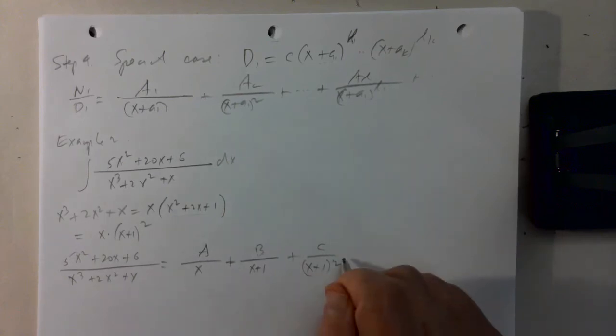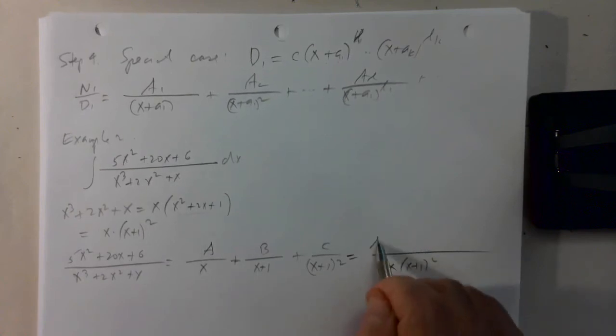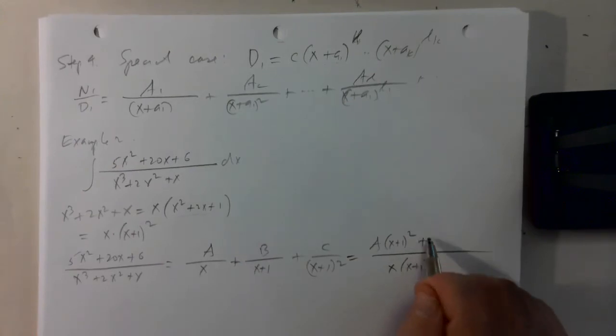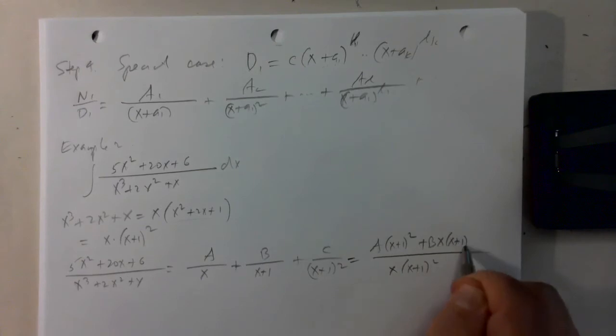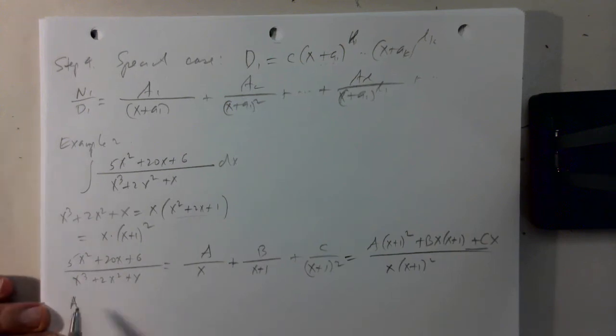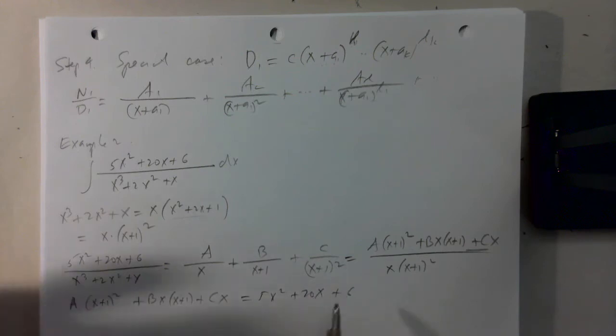How do we find these numbers? Again, let's put it over a common denominator. So we get a times (x plus 1) squared plus bx times (x plus 1) plus cx. So if you equate the numerators, you have a times (x plus 1) squared plus bx times (x plus 1) plus cx equals 5x squared plus 20x plus 6.